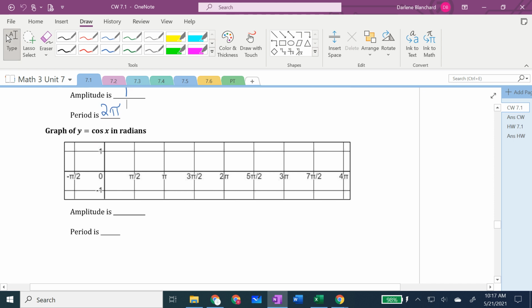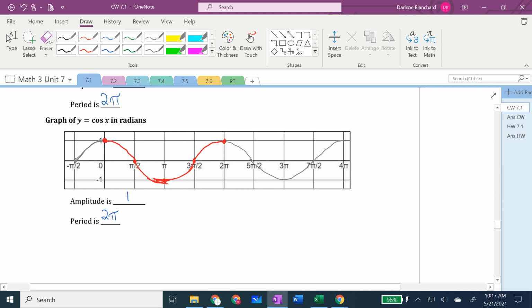Cosine. Cosine starts at its highest point, and then the midline, lowest point, midline, highest point, but now we need to get used to it in terms of radian measure. So again, pi over 2 is 90 degrees, pi is 180, 3 pi over 2 is 270, and 2 pi is 360. And just like sine, the amplitude of the parent graph is 1. The period of the parent graph is 2 pi.